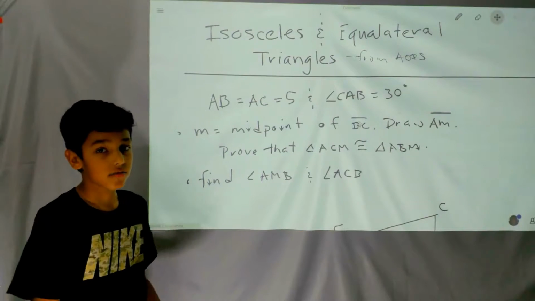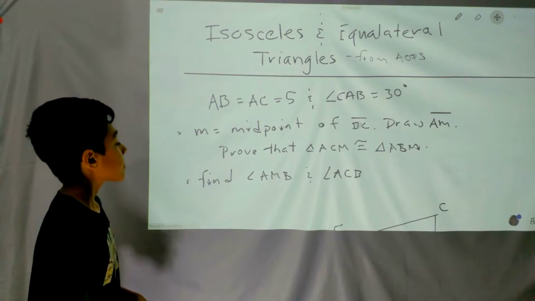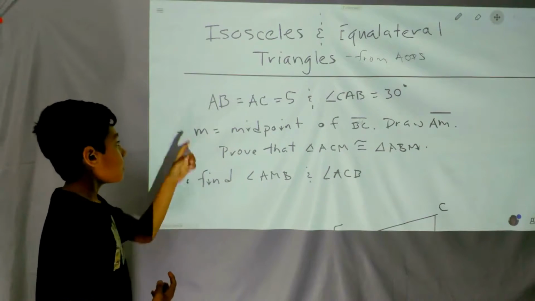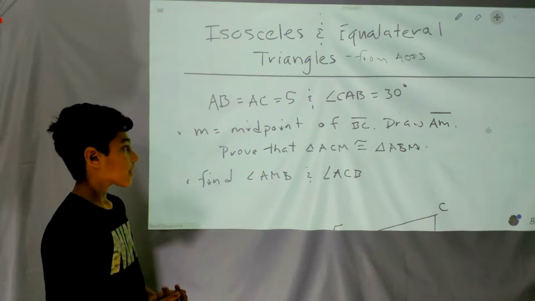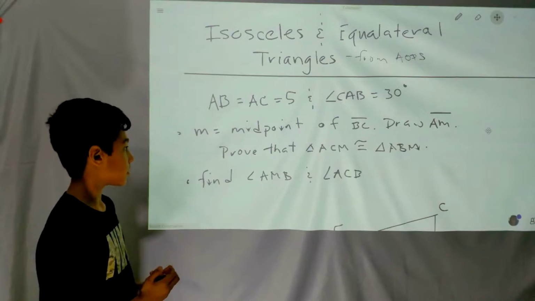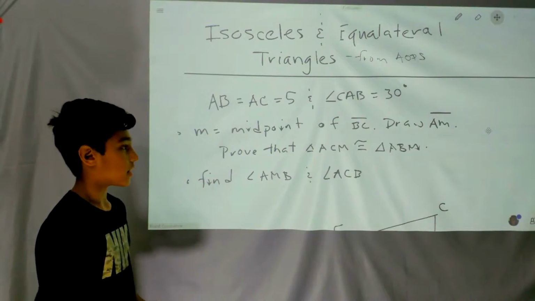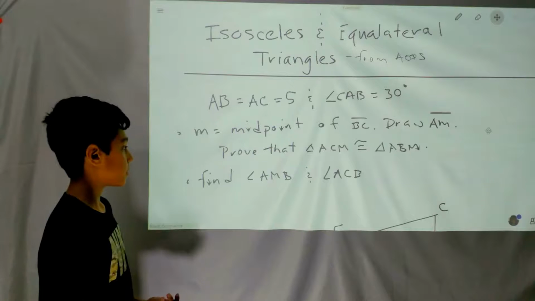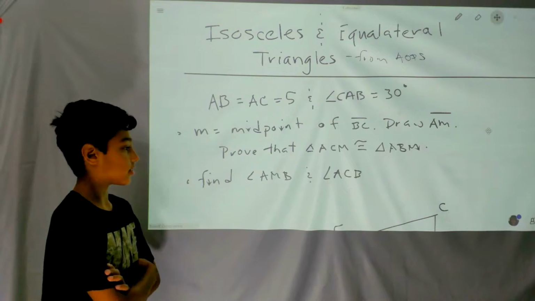So let's start on our first problem with isosceles and equilateral triangles. In this triangle, we know that AB equals AC, which equals 5, and angle CAB equals 30. And M equals the midpoint of line BC. Draw AM. So now we're going to go to the triangle.